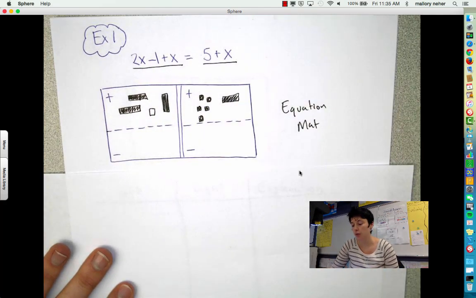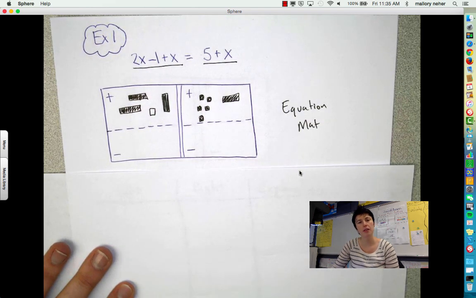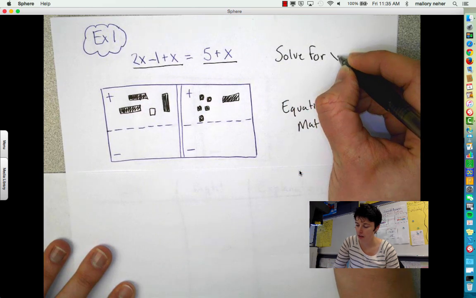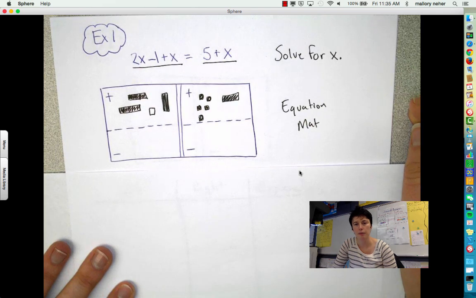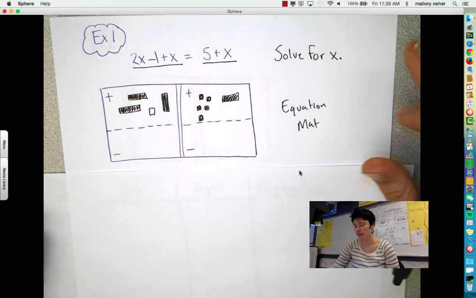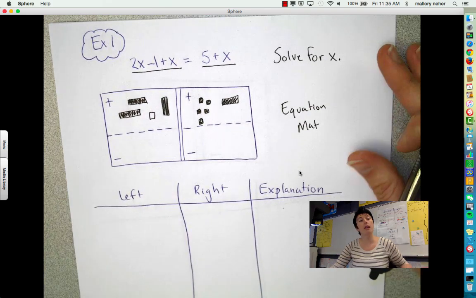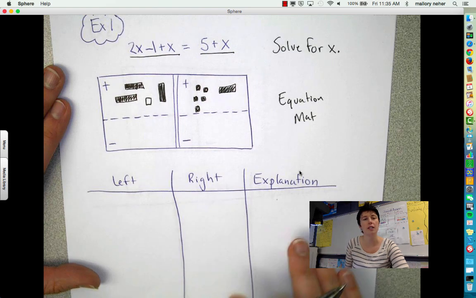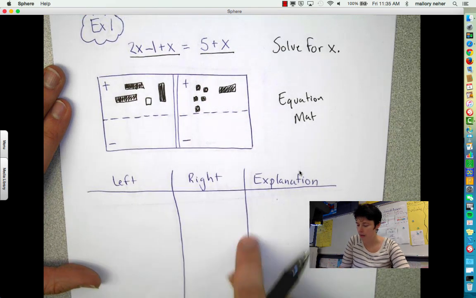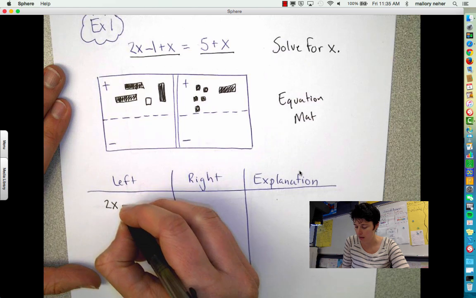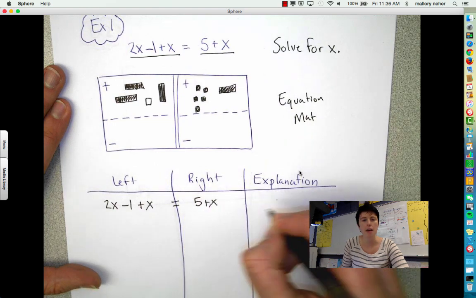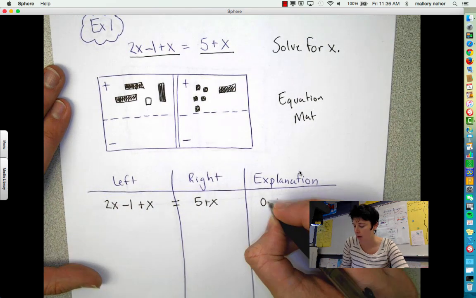And what we're going to try to do is solve for x. What could x be to make this true? So that's our big goal, is we want to solve for x. What is x in this problem? So to organize our work, we've got our visual picture here, but we're also going to be setting up our table. And we're going to organize what are we doing on the left, what are we doing on the right, and what's our explanation. And to begin with, I'm going to write down the original problem. 2x minus 1 plus x equals 5 plus x. And my explanation over here is this is the original problem, so I say original.